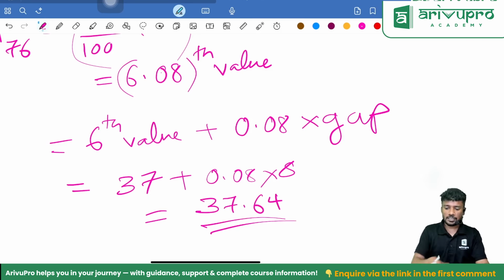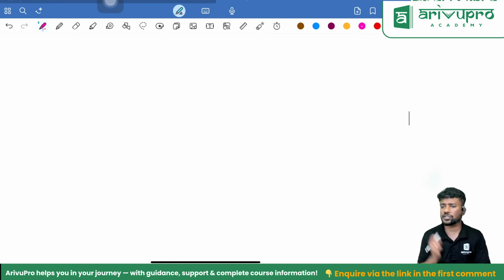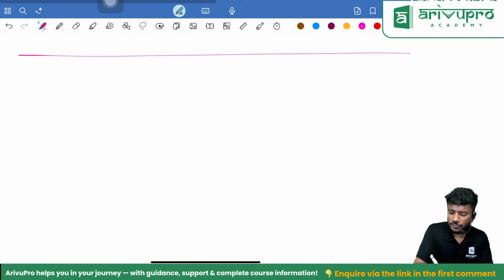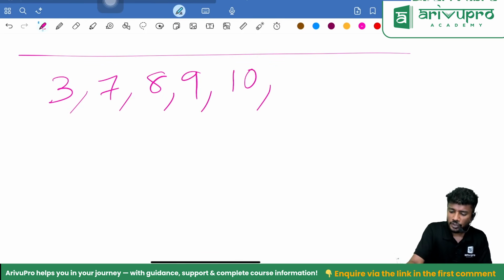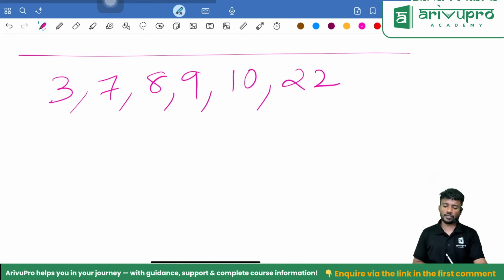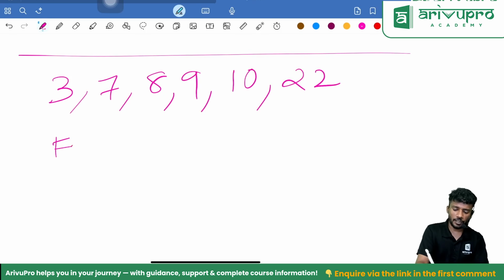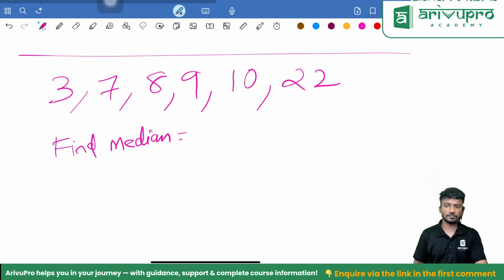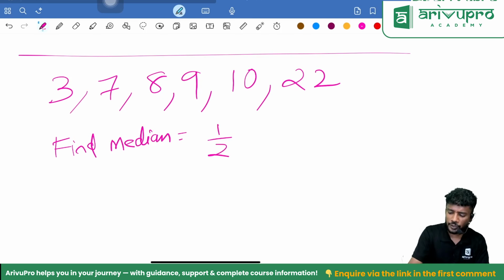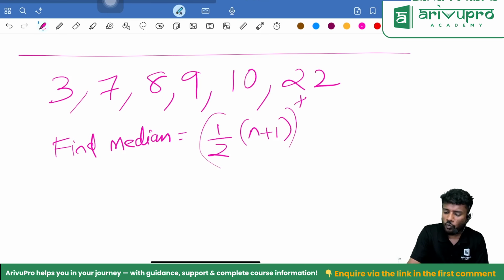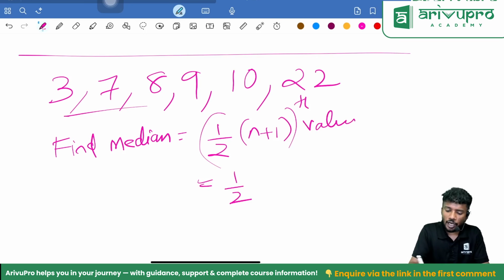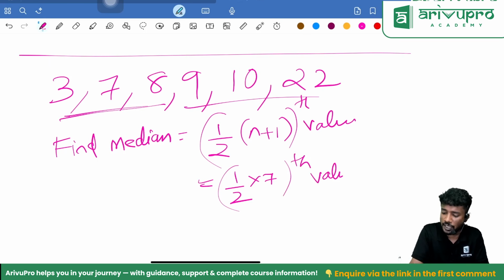Understood? Yes. Now can I give another question? One last question. When the numbers are even, let it be like 3, 7, 8, 9, 10, 22. Find the value for median. Everyone find median for me. How to find median? Median is nothing but 1 by 2 into n plus 1 value. Am I correct? So that is nothing but 1 by 2 into how many are there in total? 3 plus 3, that is 7? 1 by 2 into 7th value. Am I correct?